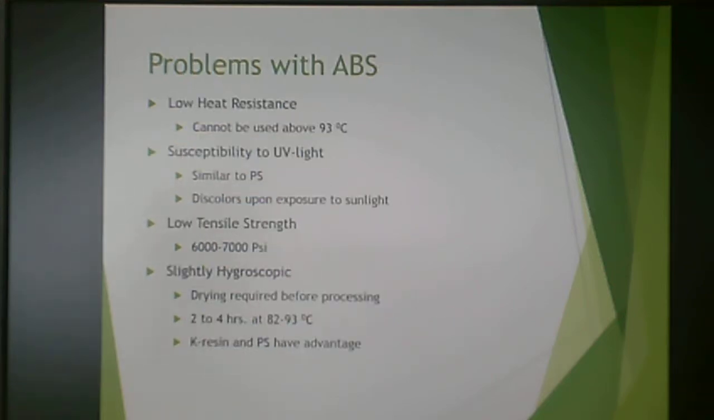ABS has low heat resistance. It is even less heat resistant than polystyrene. Again, it has the same problems as UV light. It yellows upon exposure to sunlight. It has a low tensile strength, and it is slightly hygroscopic.